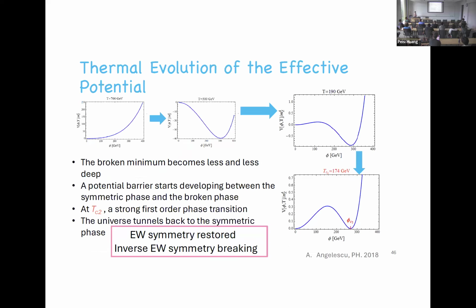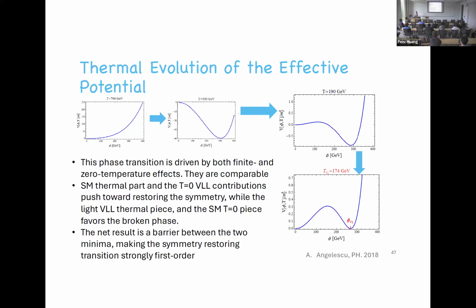And then as the universe further cools down, the broken minimum becomes less deep, and a potential barrier starts to develop between the symmetric phase and the broken phase. And then at a certain temperature, we have a strong first order phase transition. The universe tunnels back to the symmetric phase. So in this step, electroweak symmetry is restored. So we have the inverse electroweak symmetry breaking that we want.